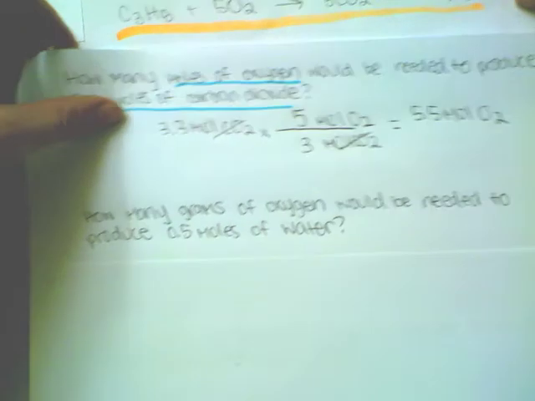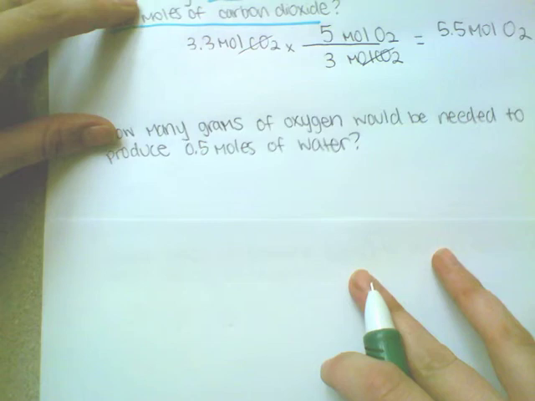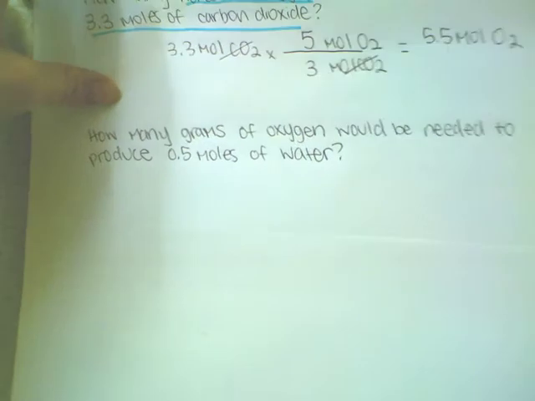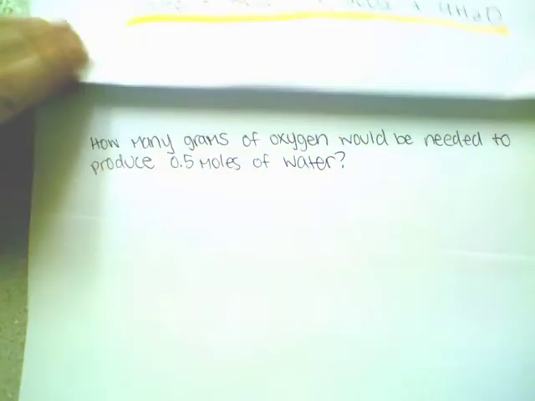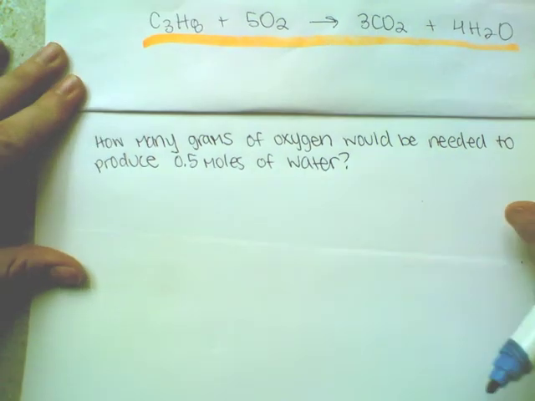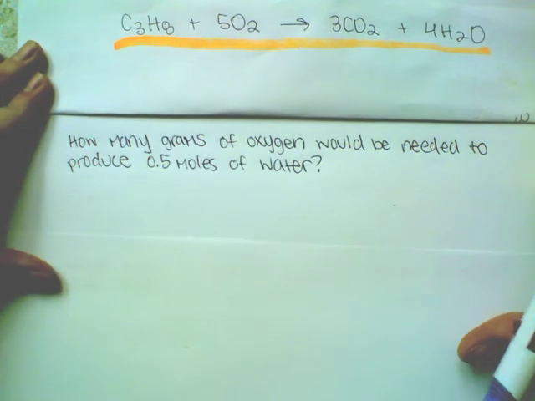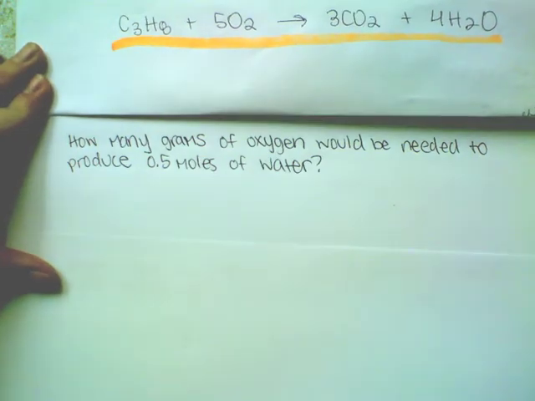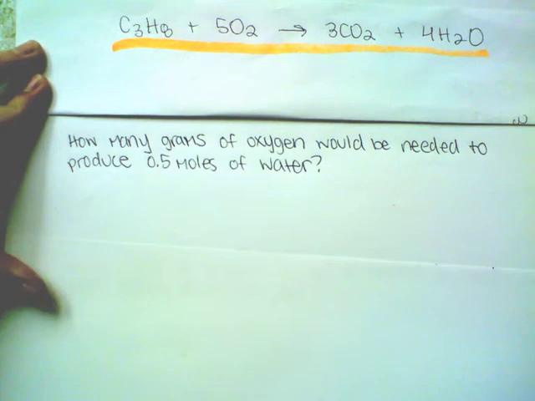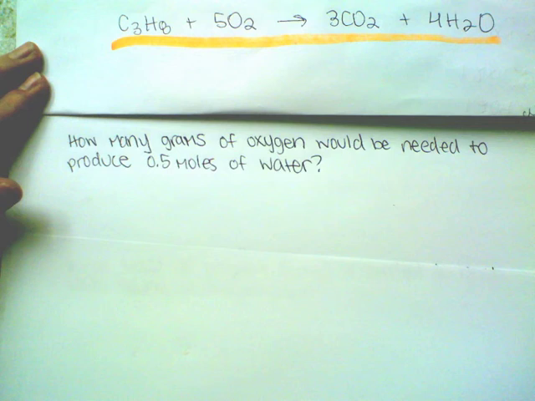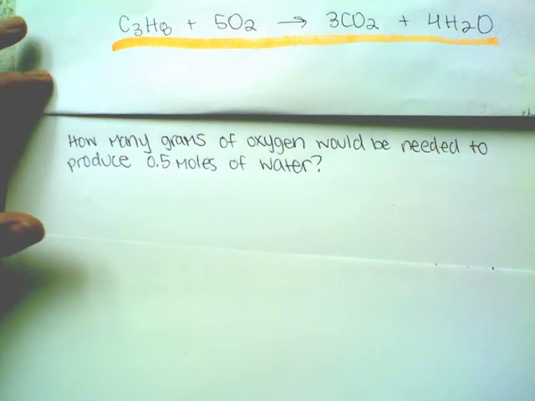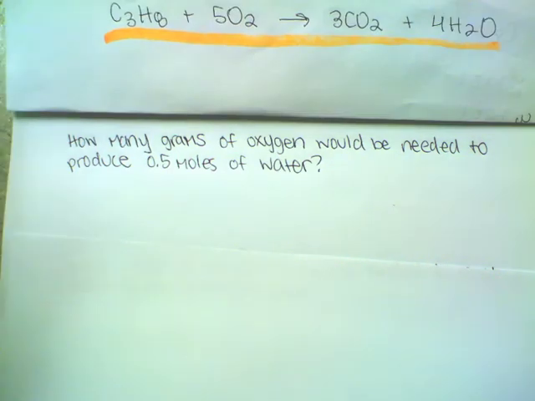Next question. Okay, we're going to use the same balanced equation for all these problems. So this question says, how many grams of oxygen, so I'm looking for the mass of oxygen, that would be needed to produce 0.5 moles of water? Okay, so we go back to our graphic organizer.